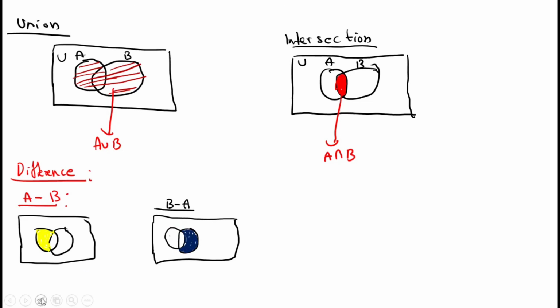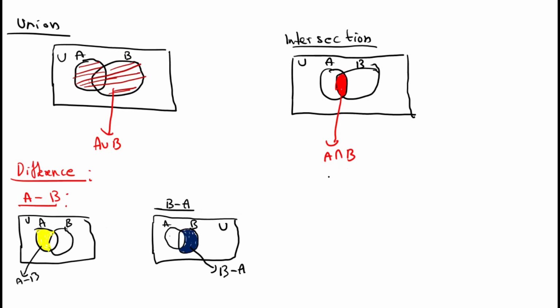So here, this part we name as A minus B, and this part we call it as B minus A. Here it's a universal set, here also universal set is there. This is set A, and this is set B.